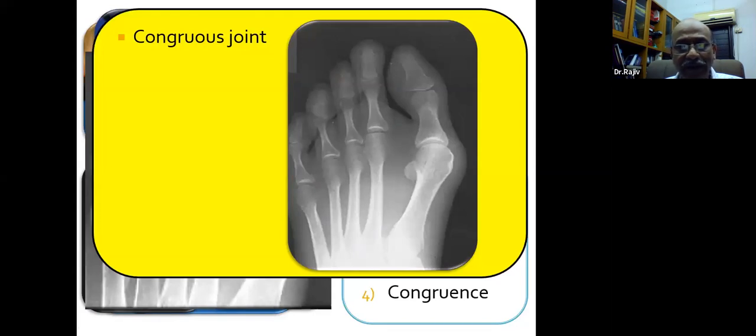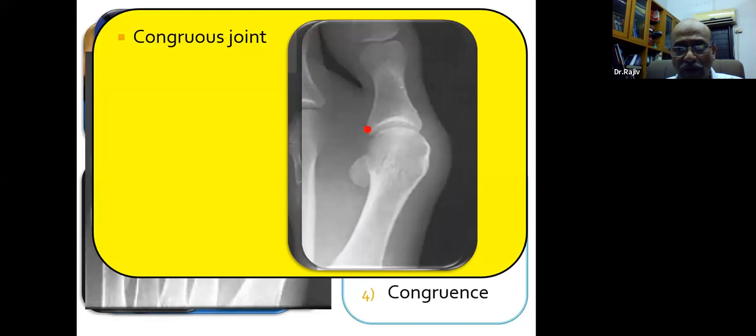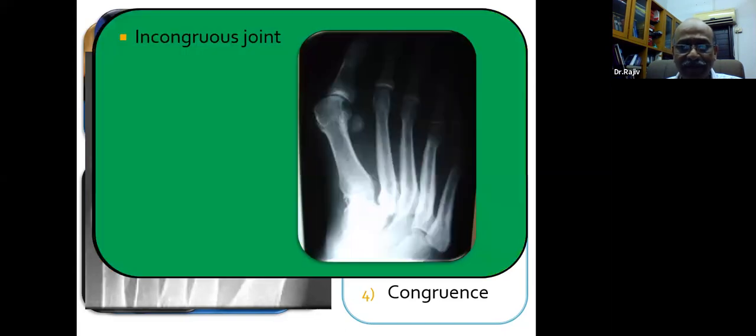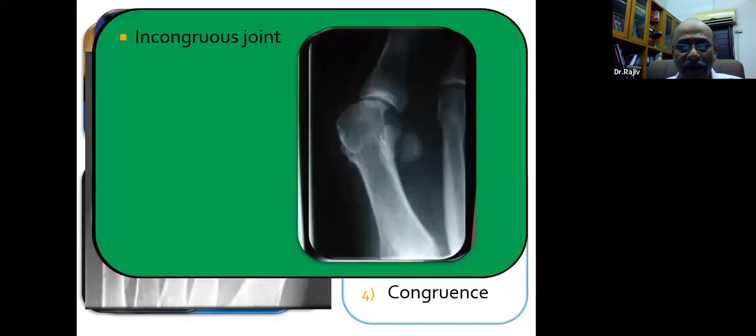And on the evaluation of the x-ray, you look whether the joint is congruous or not. The congruous joint is where the articular surfaces are matching with each other. The incongruent joint is where the articular surfaces are not matching with each other.